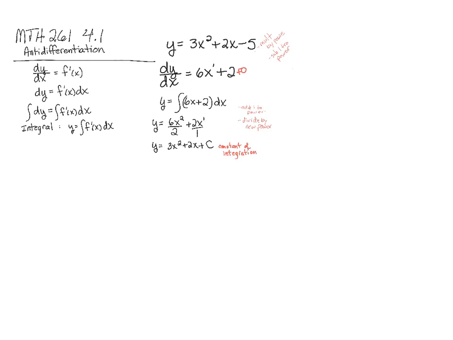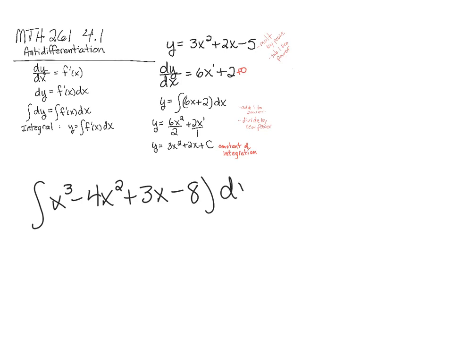Okay, try this one. What is the integral of x cubed minus 4x squared plus 3x minus 8? That dx is the differential of x, and it has to be there. It's an operator that works in concert with the integral to give you an antiderivative problem. So don't forget the dx. It's very important, and it's going to get even more important later on. So let's see what we're going to do.